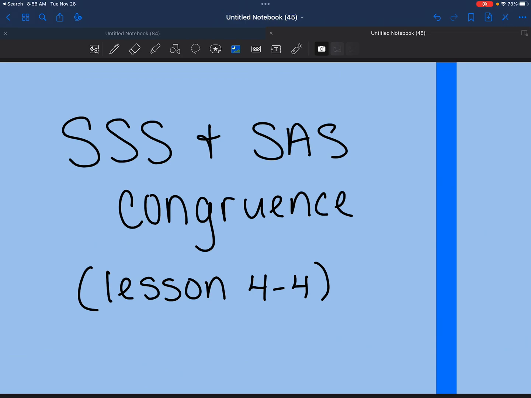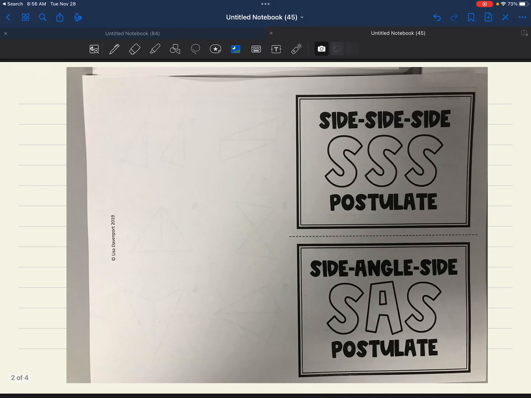Good choice. Okay, so side, side, side, and side, angle, side are two different postulates that we can use to prove that triangles are congruent. So, for example, if I have two triangles and the three sides are the same on both triangles, that proves that they are congruent. Okay, so same thing with side, angle, side. I'm going to walk through that specifically in your notes. This is just the front page of that.